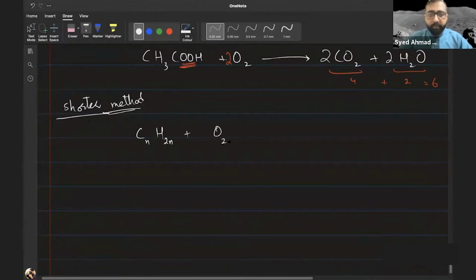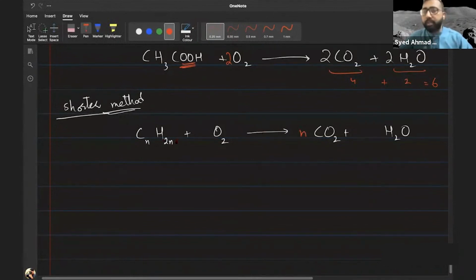and I'm going to burn this, and I'm going to get carbon dioxide and water. अच्छा, आप देखिएगा, I have n carbon, so I will get n carbon dioxide. अगर मैं इसको x बोल दूं तो I will get x carbon dioxide. And I have 2n hydrogen, जिसका मतलब है मेरे पास 2n divided by 2 just n water बनेंगे.